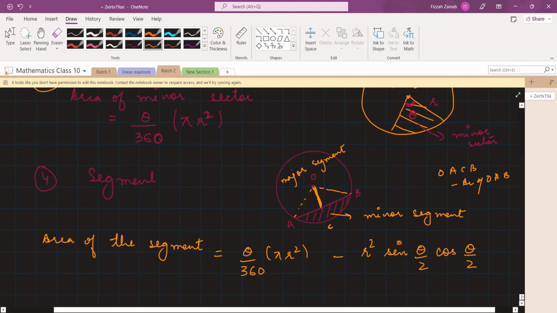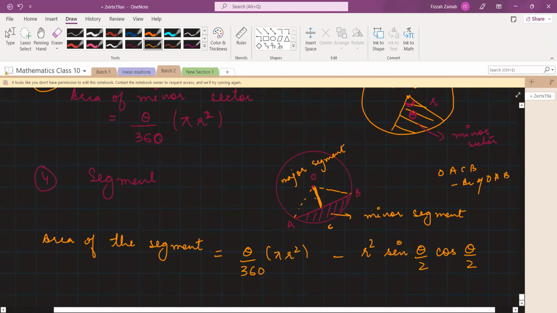I have a doubt. In school, in my class, we learned another formula for the segment: theta by 360 into pi r square minus half r square sine theta. Is it correct? Yes, in trigonometry we will cover that. It's basically the same thing that I'll tell you again.